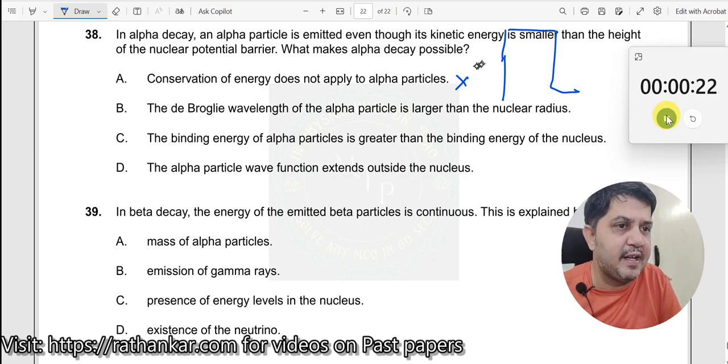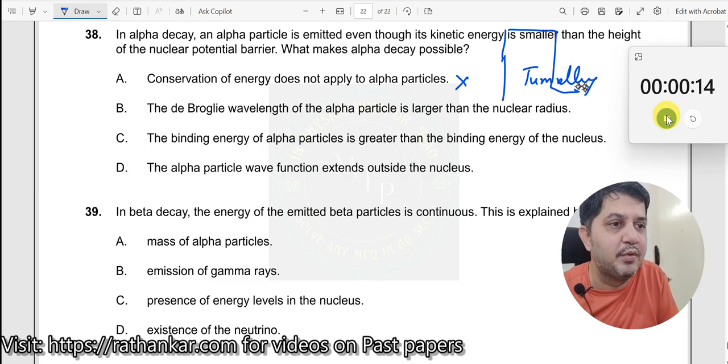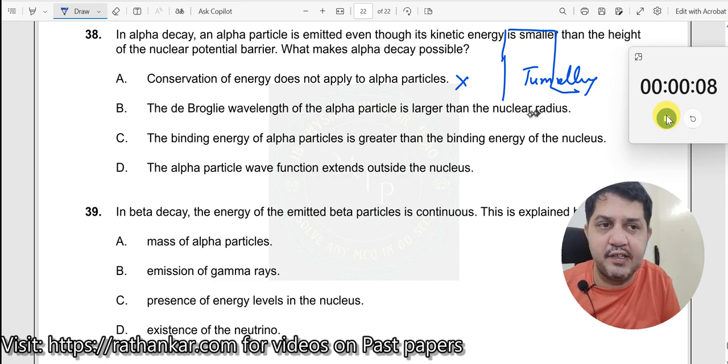The alpha particle is emitted even if the kinetic energy is less than the height. What kind of phenomenon is this? It's nothing but quantum tunneling. So now let us look at the options. The de Broglie wavelength of the alpha particle is larger than the nuclear radius? No. The binding energy of the alpha particle is greater than the binding energy? No. The alpha particle wave function extends outside the nucleus?